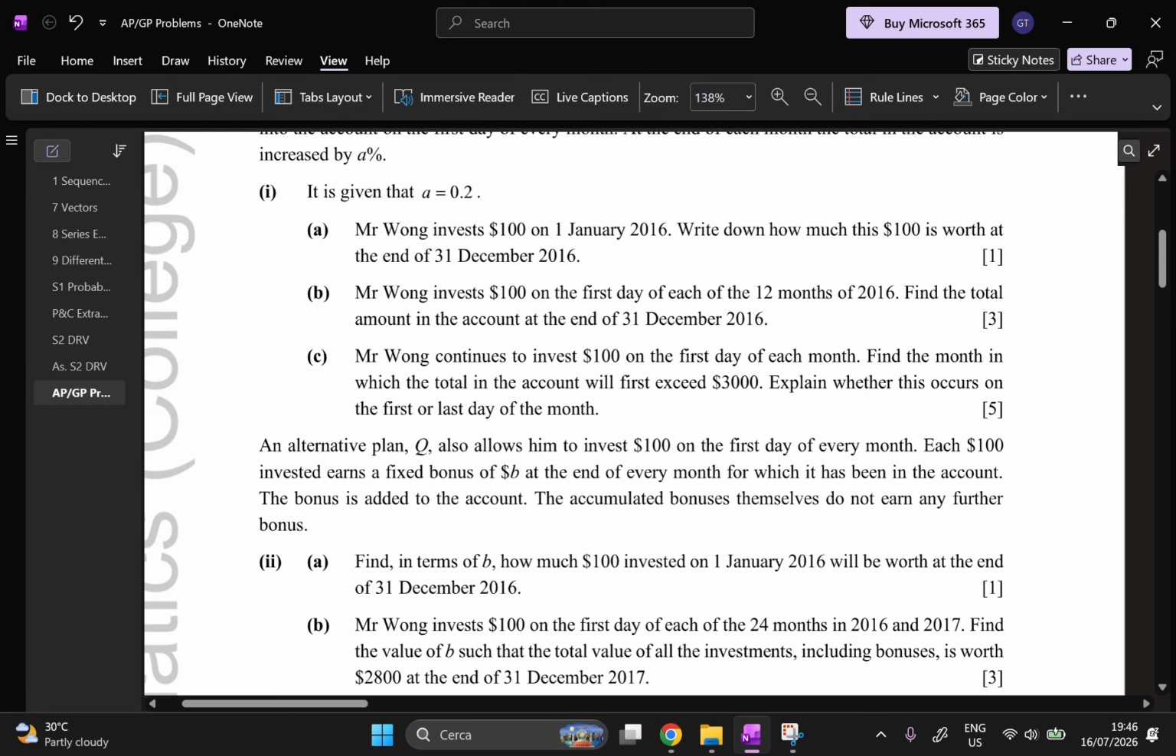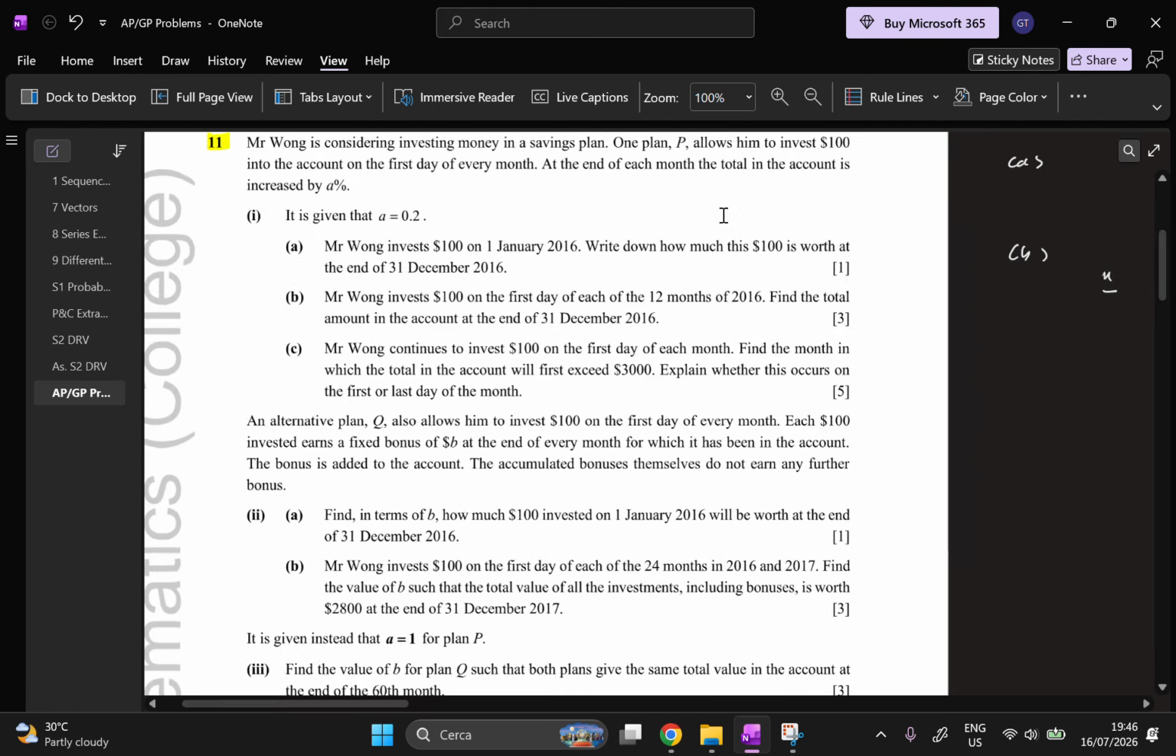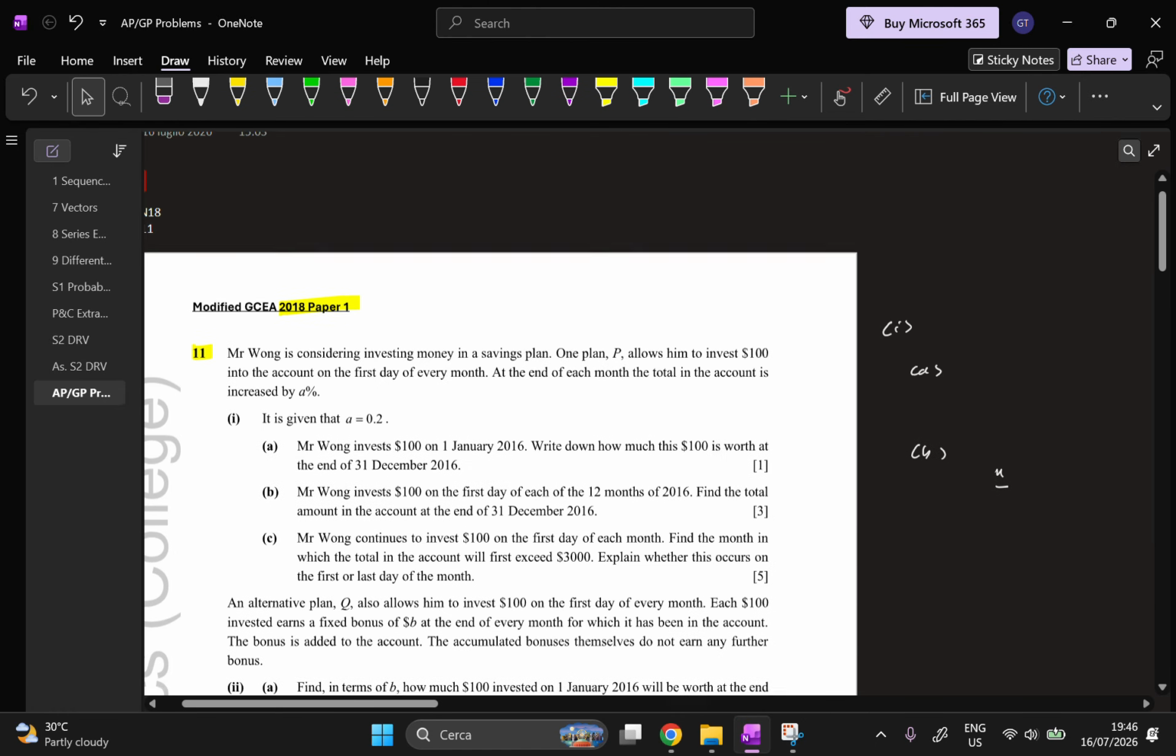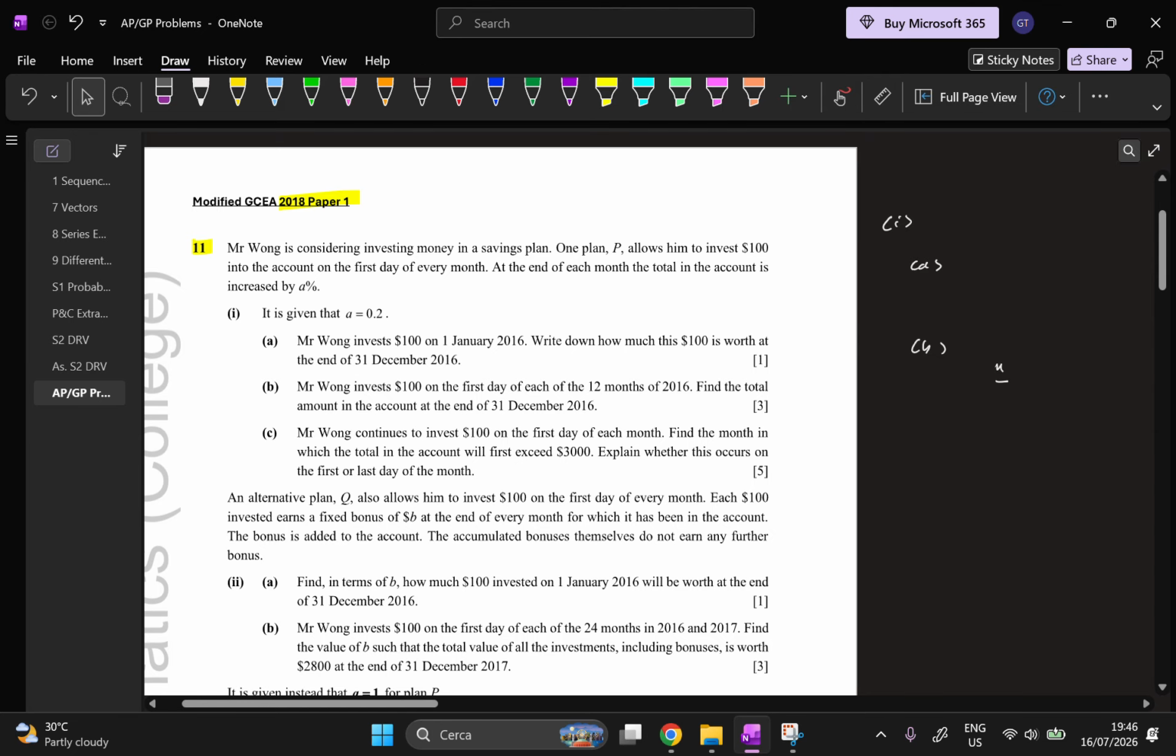So just a recap on the formulae for geometric progressions that we need to be familiar with. Let us go now into the questions. Let's see. Mr. Wong is considering investing money in a savings plan. One plan P. So this entire part is about P. P allows him to invest 100 bucks into the account on the first day of every month. At the end of each month, the total in the account is increased by A%.